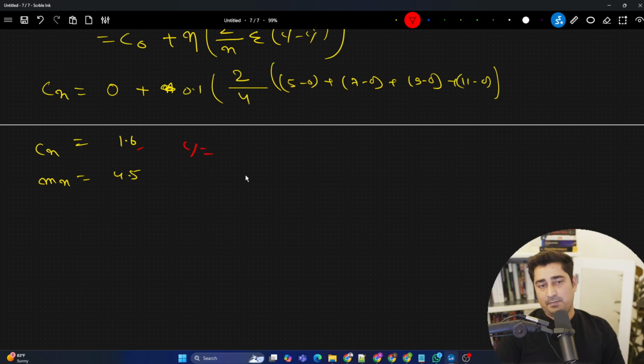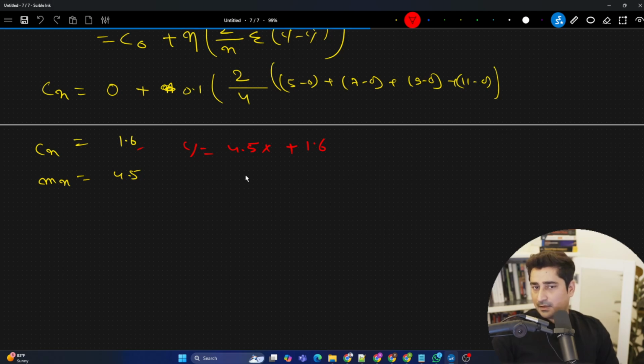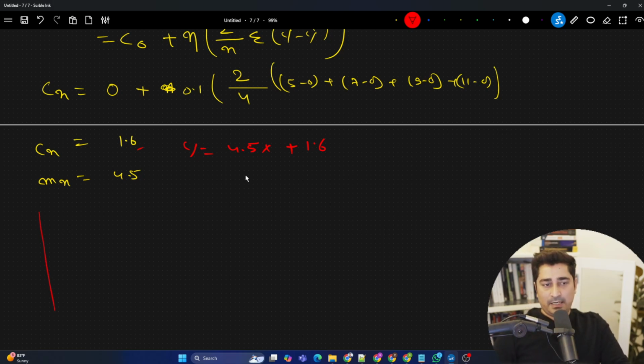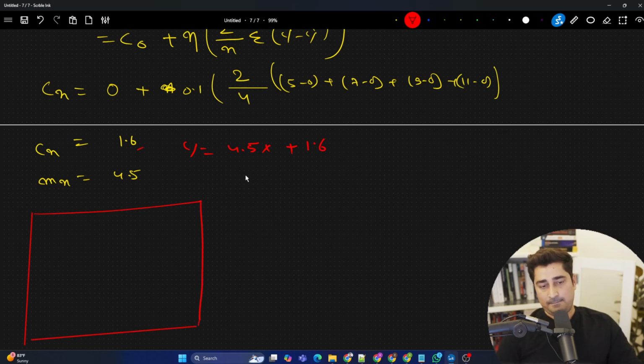Now my equation will become 4.5x plus 1.6. So can I say this will be my equation now? Yes. Agree everyone? This will be my equation now. Agree? So this is my new equation. This is my new equation for a particular data set, because I am calculating everything based on my data set. So this is my new equation. Now let me rewrite my data set once again here.